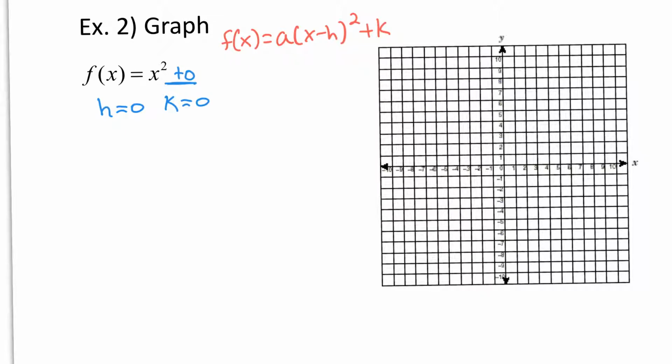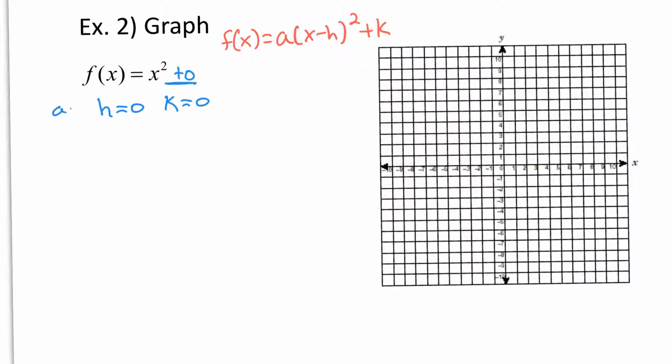Now you can say the same thing about h. You can say inside you guys have a minus 0, but that's nothing, so h equals 0. Your a value will be the one in front of the x squared. So my a value is 1.